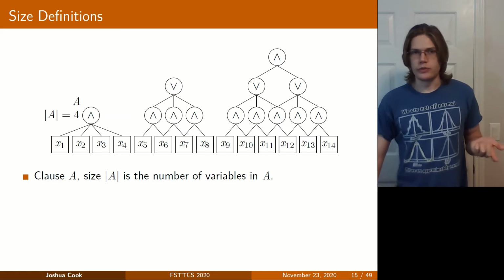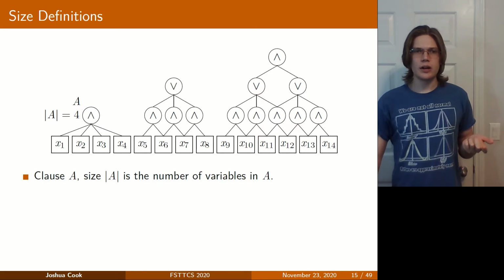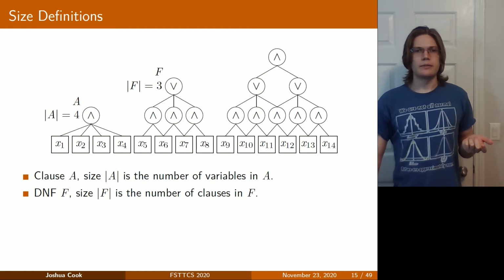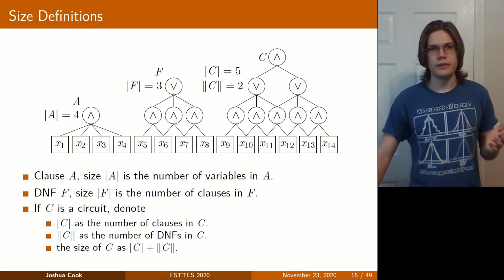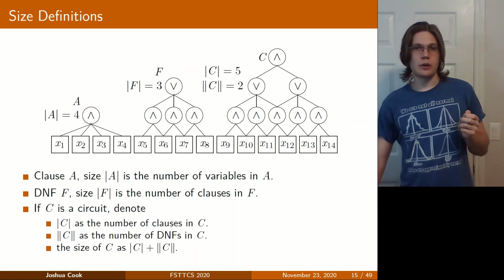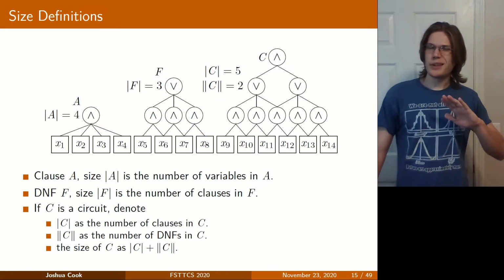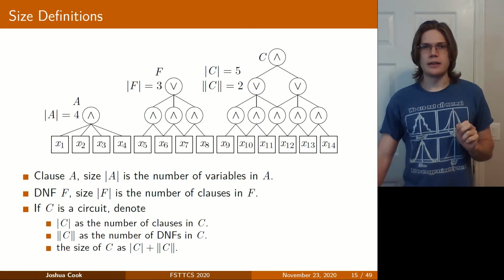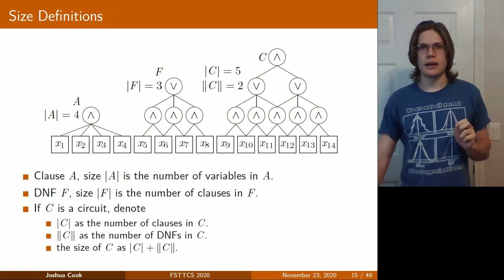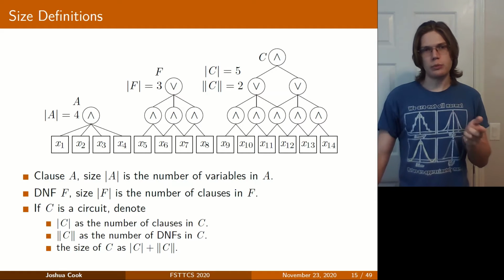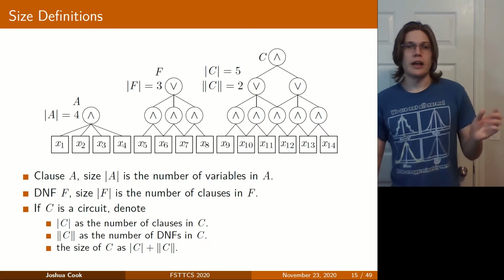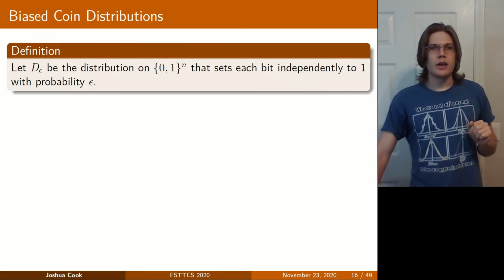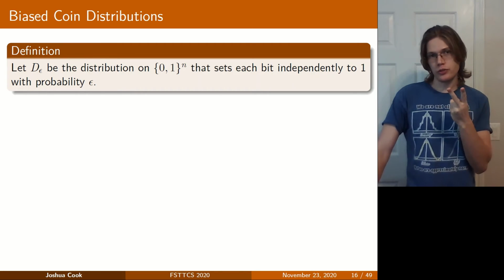Okay. Now each one of these has a size, so the size of a clause is the number of variables in it. The size of a DNF is the number of clauses in the DNF. And the size of a circuit is the number of gates in the circuit, but we need to be a little bit more fine-grained than that. So we define bar C as the number of clauses inside of a circuit, and we have double bar C here as the number of DNFs in the circuit. This will be useful later.